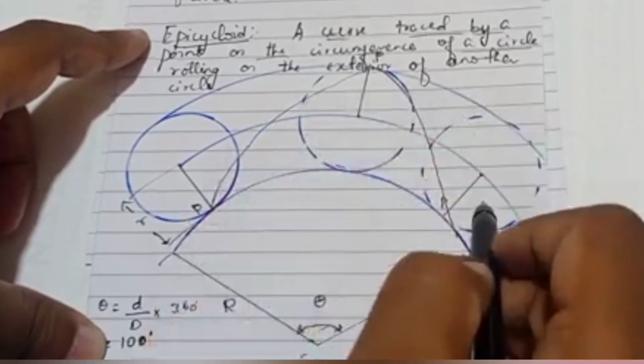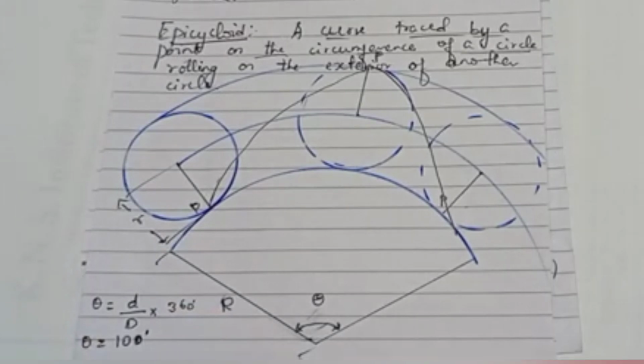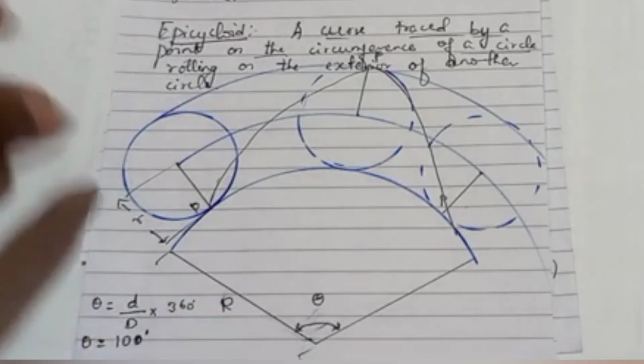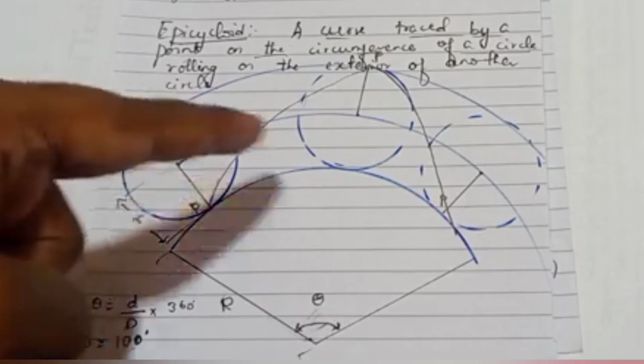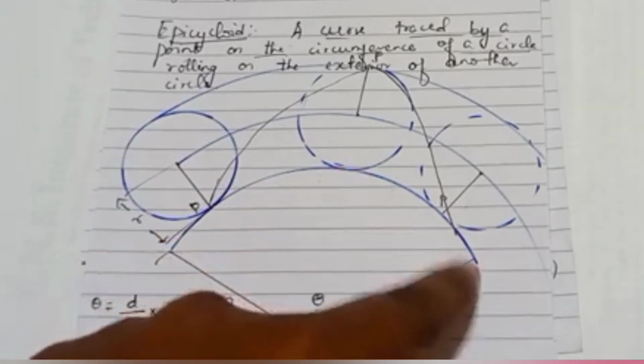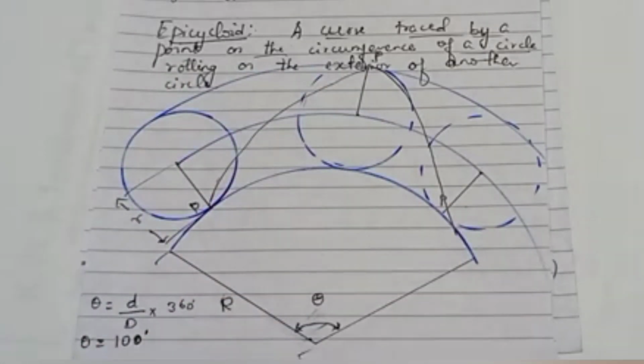So what is that curve that we got? That we call an epicycloid. Epicycloid means it is a curve traced by a point on the circumference of the smaller circle which is rolling over another bigger circle. So this is the bigger circle on which it is rolling for one complete revolution. The curve that we get, that we call an epicycloid.